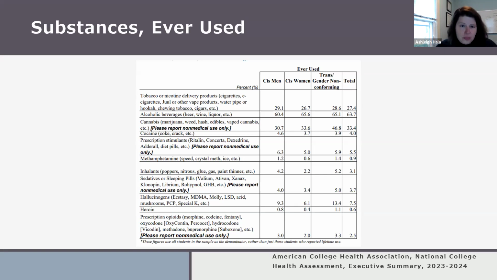Now, as you know, depending on the assessment tool we're using, sometimes people use the past 2 weeks of behavior as predictive, the past 30 days of behavior as predictive, and the NCHA does a little bit of both. You'll see that in a bit. But this is ever used, and so at no surprise, I don't think, you'll see that alcohol is most prevalent, followed by cannabis and then by nicotine.